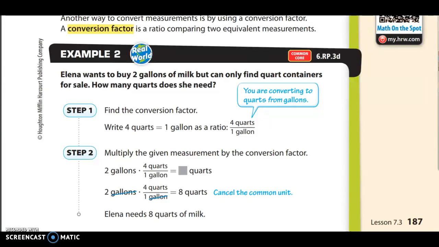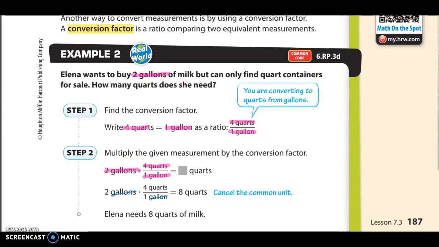So we start with the conversion factor, and we just get that from page 186. The conversion factor tells us that a gallon is equal to 4 quarts, and so we write that as a ratio. 4 quarts is 1 gallon. So we're going to write that as part of our problem. 4 quarts equals 1 gallon, and we're going to multiply that by the information in the table, which is she needs 2 gallons of milk.